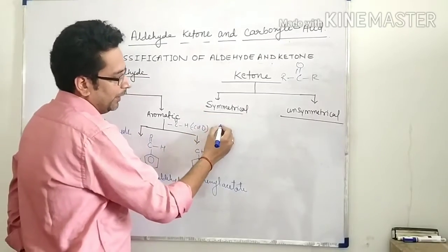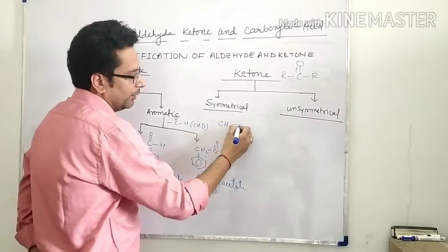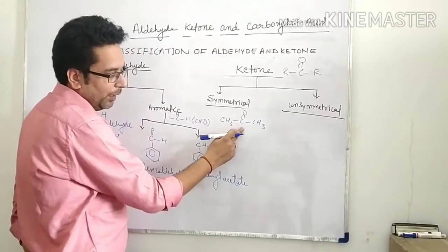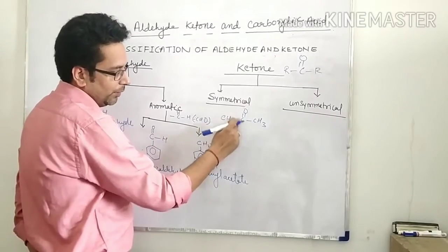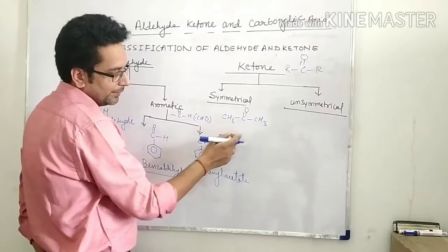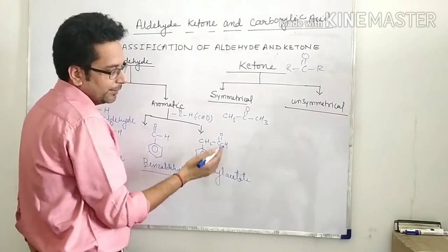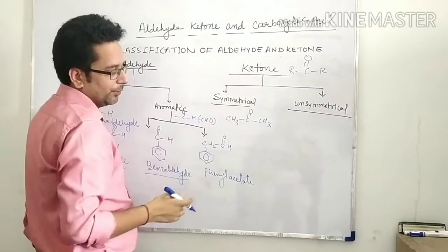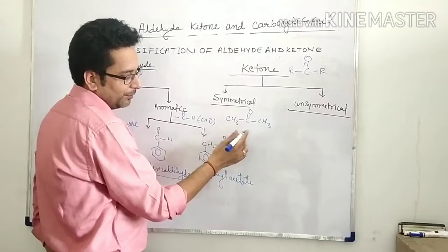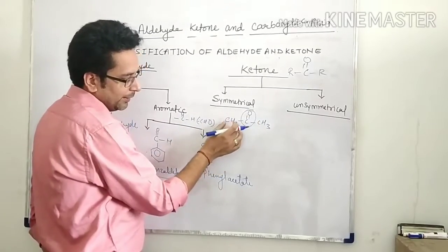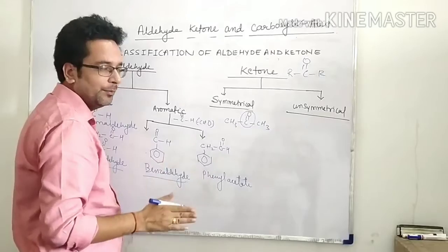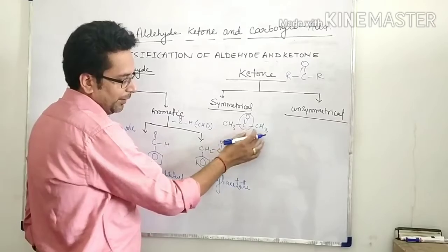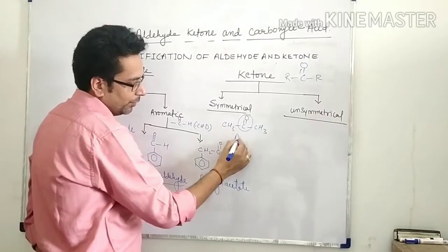Look here, example CH3, C double bond O, CH3. Now this is the carbonyl group, and around the carbonyl group both sides are the same. Both substituents or both groups are the same, CH3 and CH3. So this type of condition is known as symmetrical ketone, in which both groups are the same. When both groups are the same, then the ketone is known as symmetrical ketone. The common name of this one is acetone.